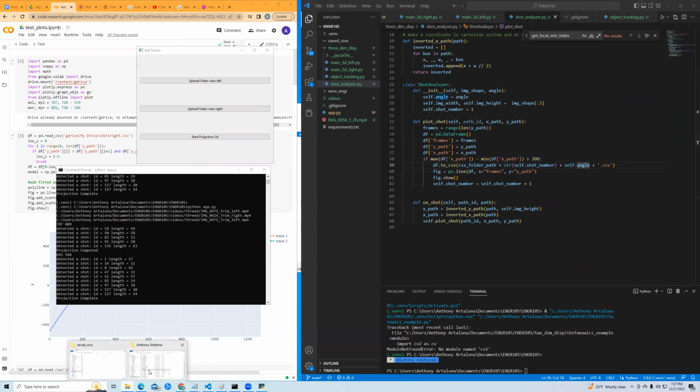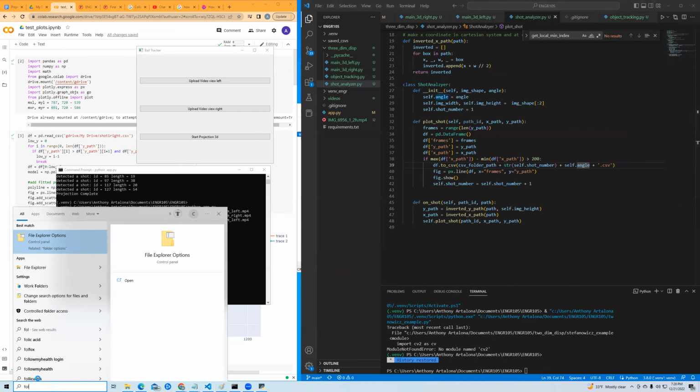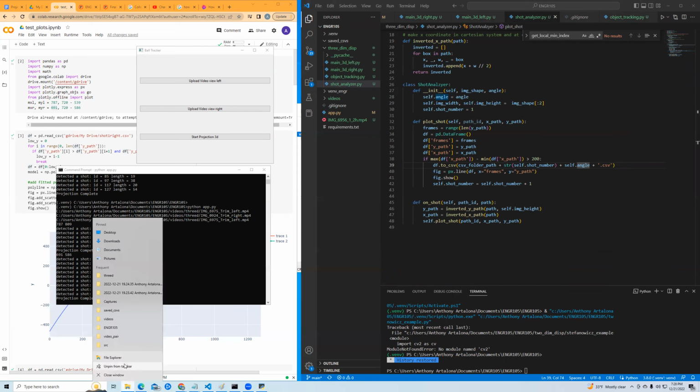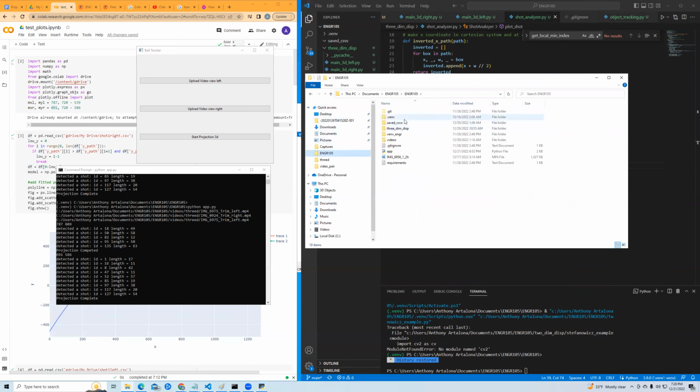Looking at the CSV files, for some reason this one's not loading, but I can assure you they are in here. Nope, maybe not. I don't know what's going on here, but they have been here. Oh, there they are there.